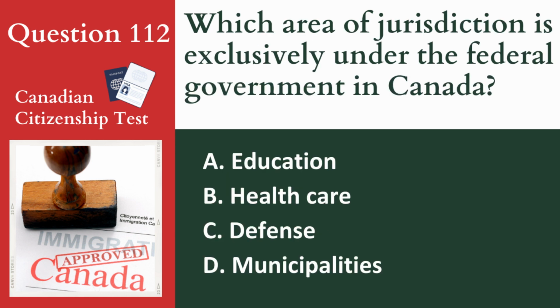Question 112. Which area of jurisdiction is exclusively under the federal government in Canada? A. Education. B. Healthcare. C. Defense. D. Municipalities. Answer: C. Defense. The federal government has exclusive jurisdiction over defense.